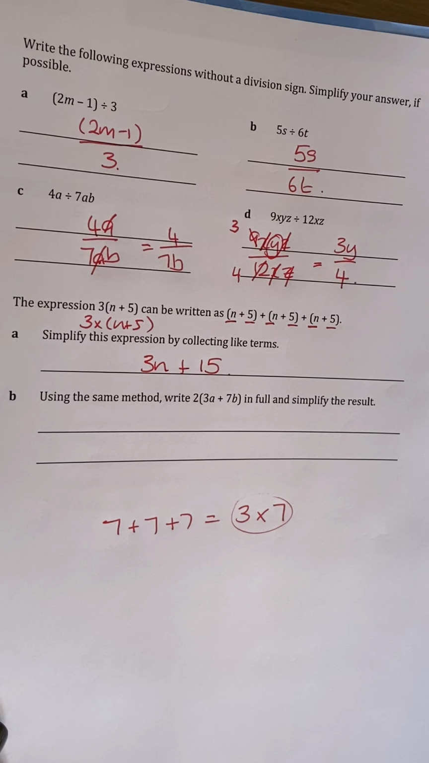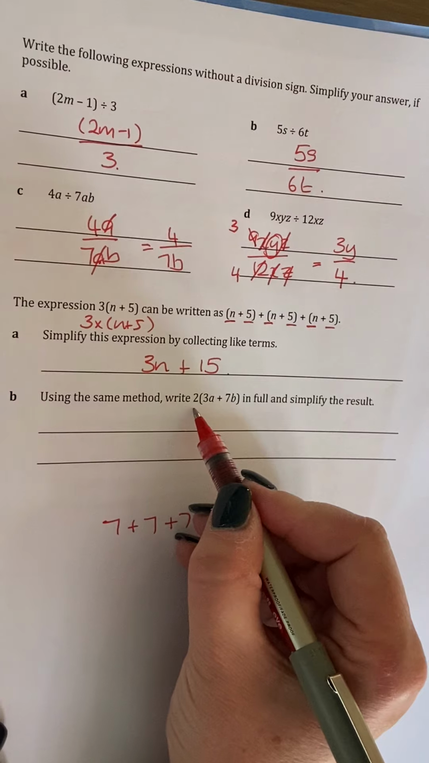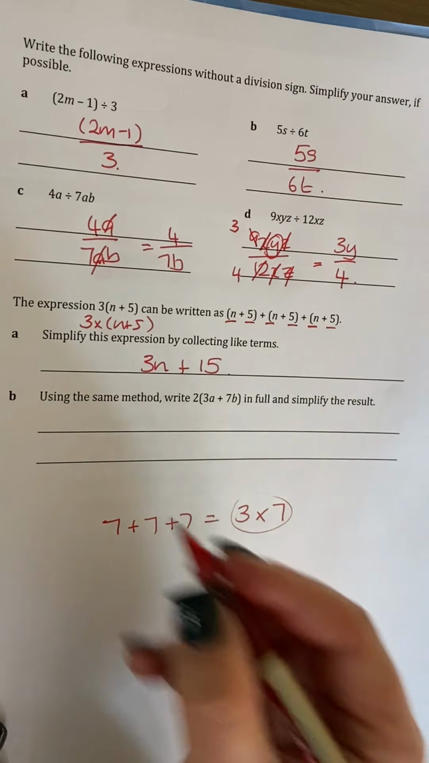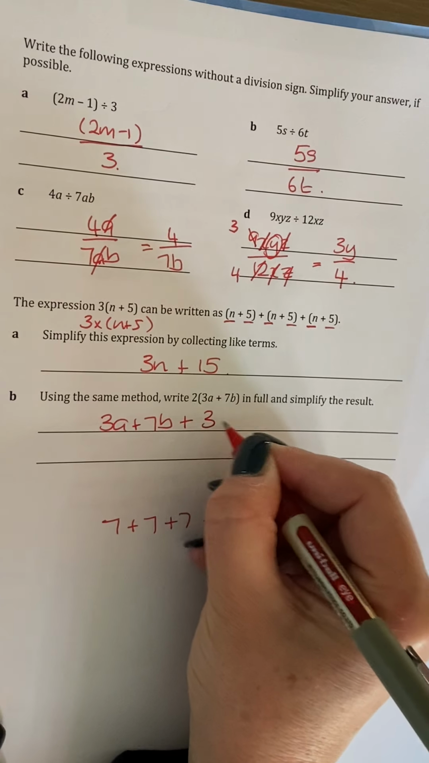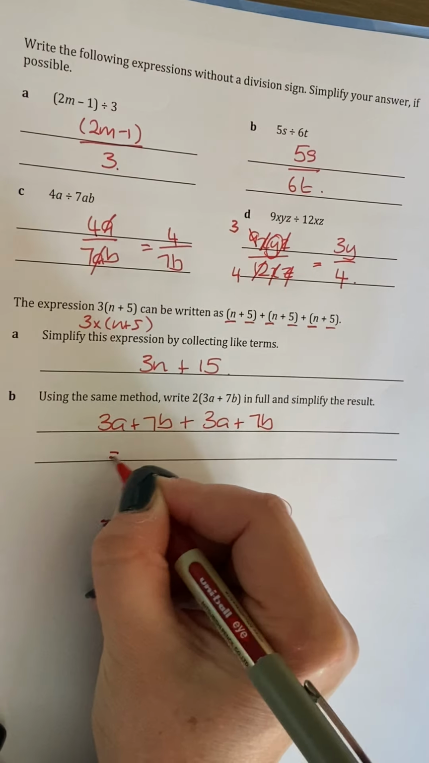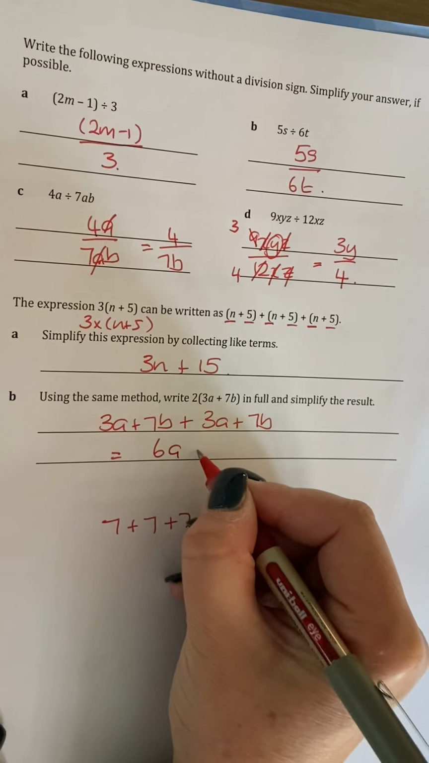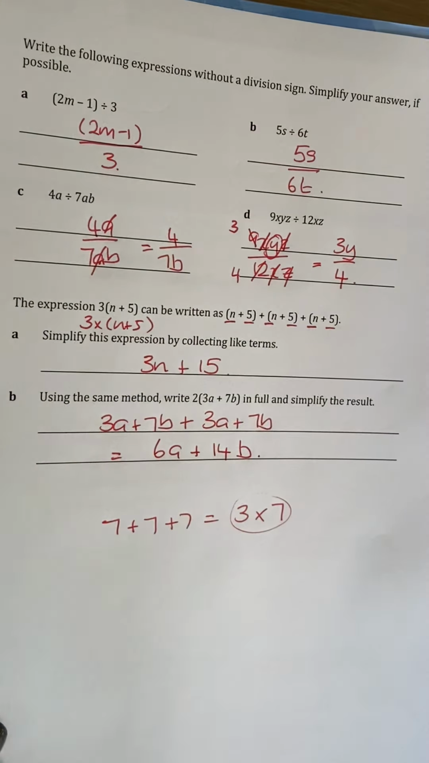Using the same method as we did in A, write two groups of 3a plus 7b. All right, so I've got 3a plus 7b once, and I add that to another 3a plus 7b. So in all, I'll get 6a plus 14b.